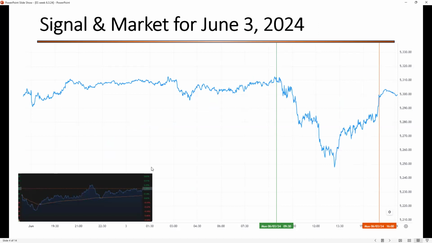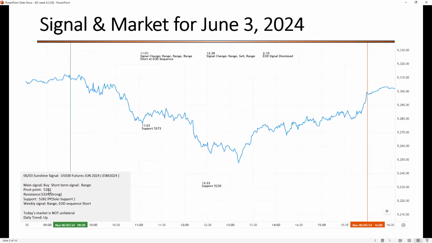The market last Friday ended with a range sell signal. For Monday, June 3rd, the reference chart is showing a possible dip in the morning, followed by a recovery. Pre-market signal is buy, range, which is an upgrade from last Friday. There is a short at EOD sequence, a trending day is not expected, and the daily trend is up.